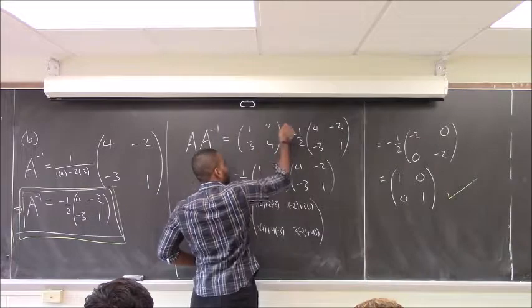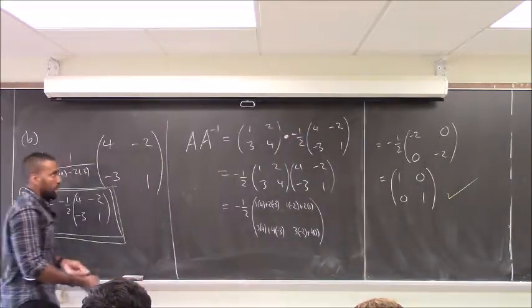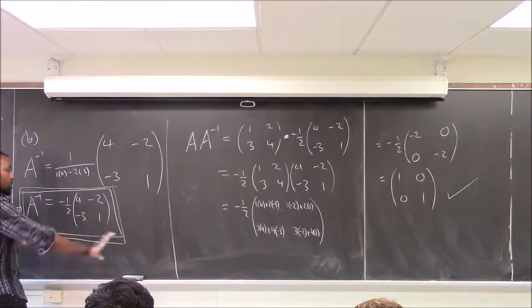Put this guy beside 1, 0, 0, 1, and find the reduced echelon form, and you'll actually get this on the right side.